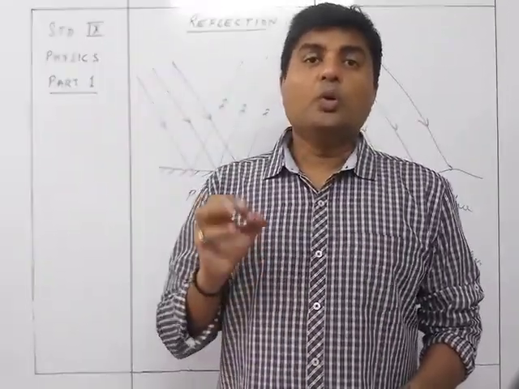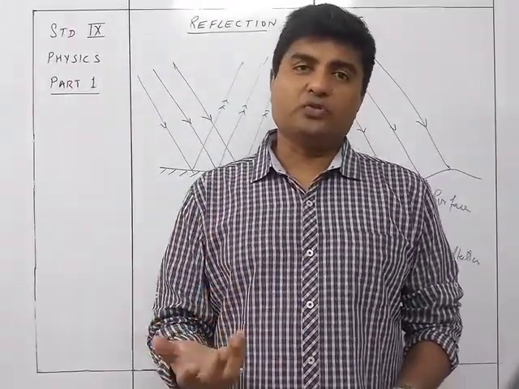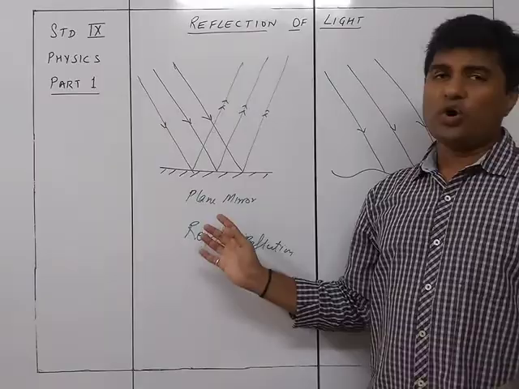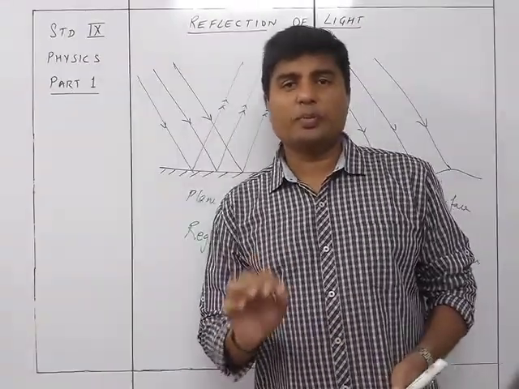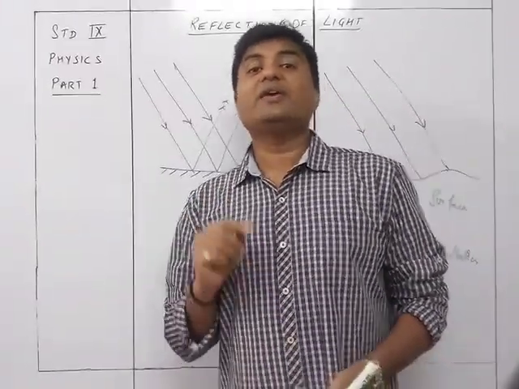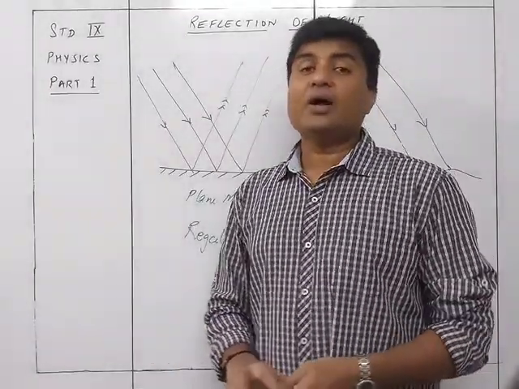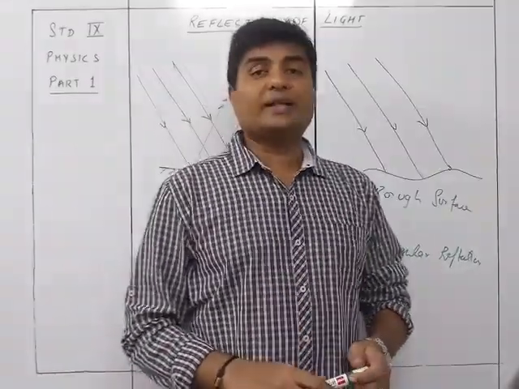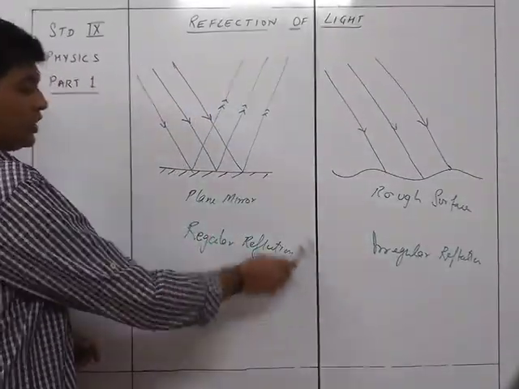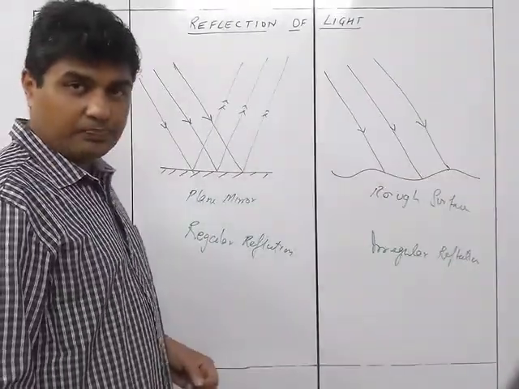So when the incident ray, meaning the ray which is falling on the surface, is parallel to the others, and the reflected rays, that is, the rays after reflecting, are also parallel to each other, then we call that kind of reflection a regular reflection.